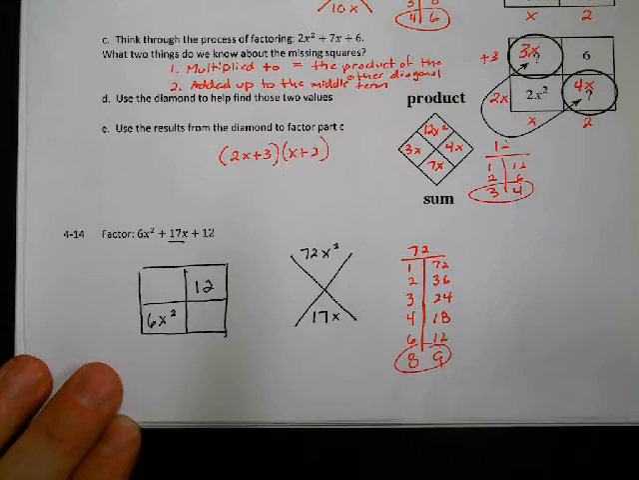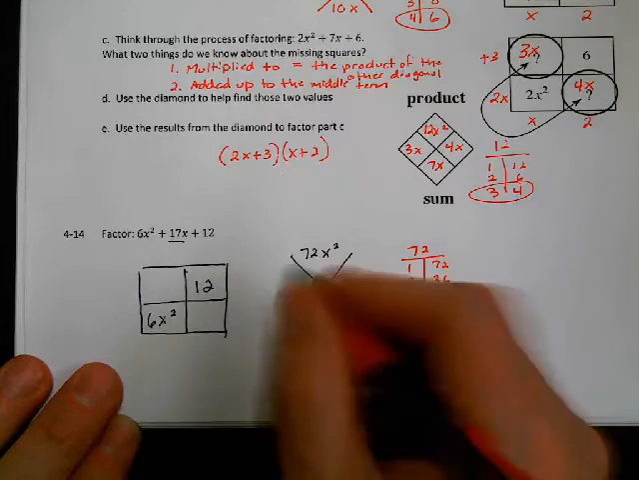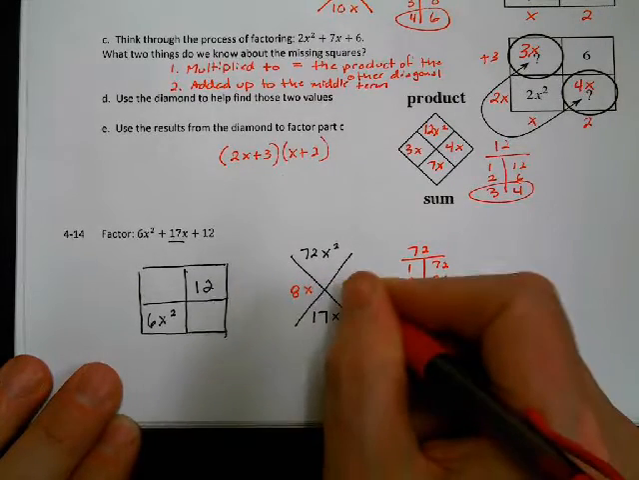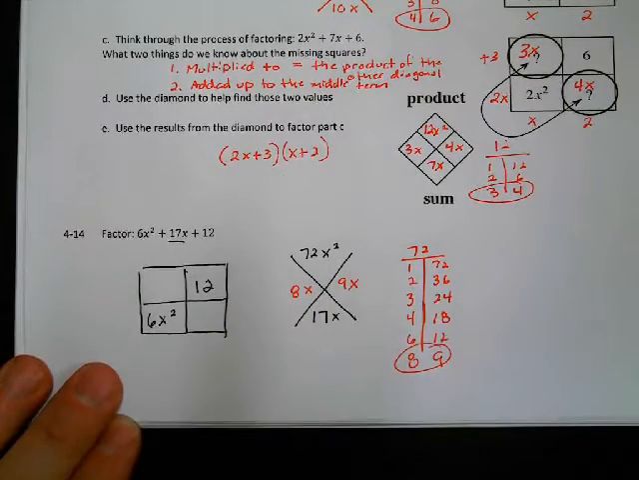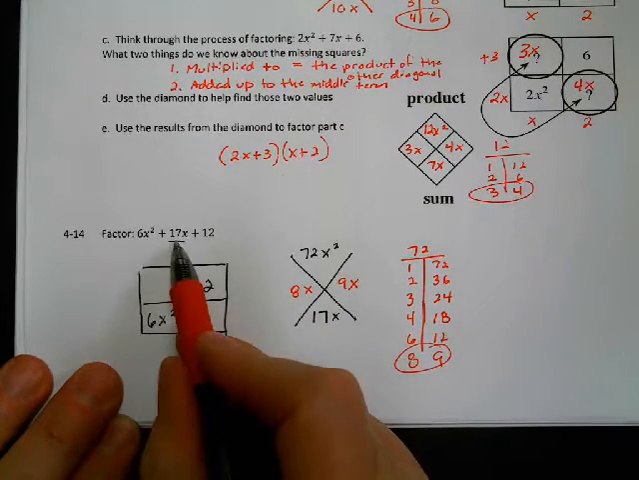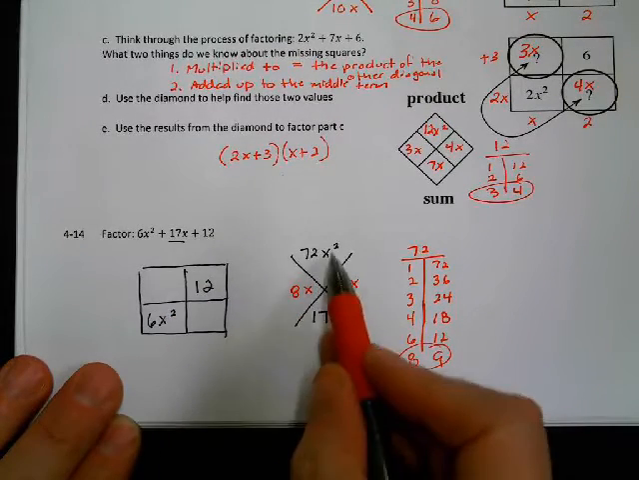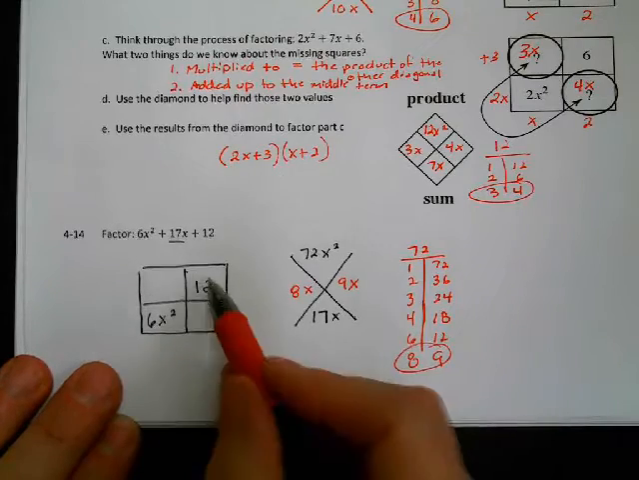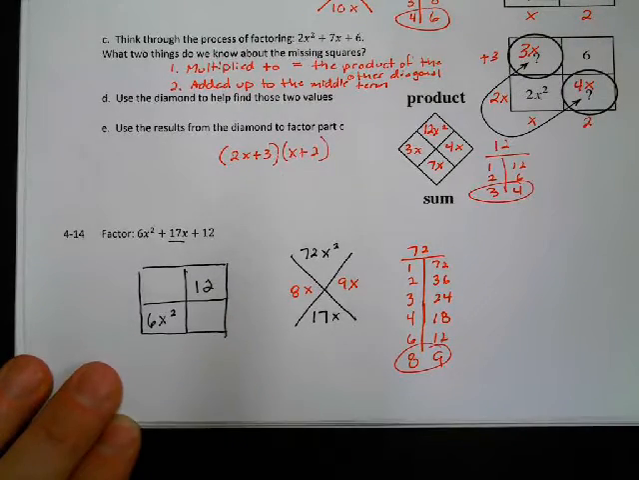Anyways, this is 8x and 9x. Has to be, because that's the only two numbers that add to give me 17x, because they have to add to the middle term, and they multiply to give me 72x squared, which is the same as this diagonal squared. So this must be 8x and 9x.